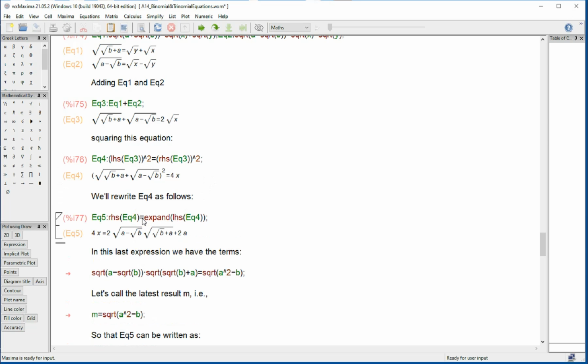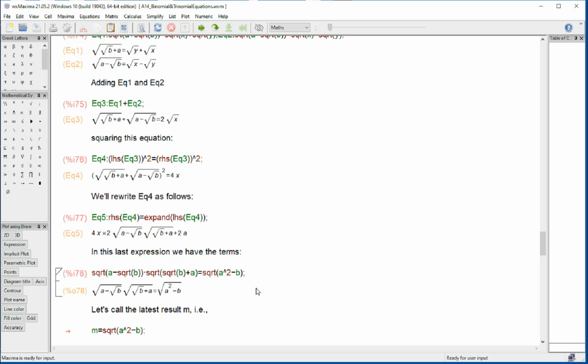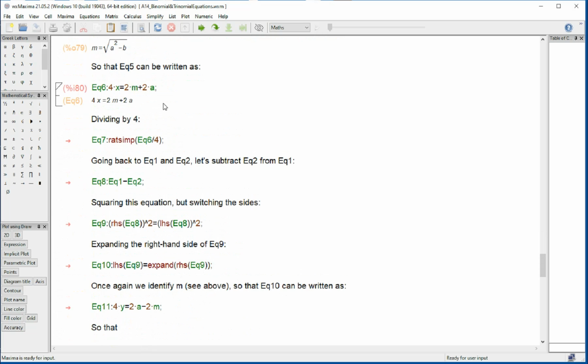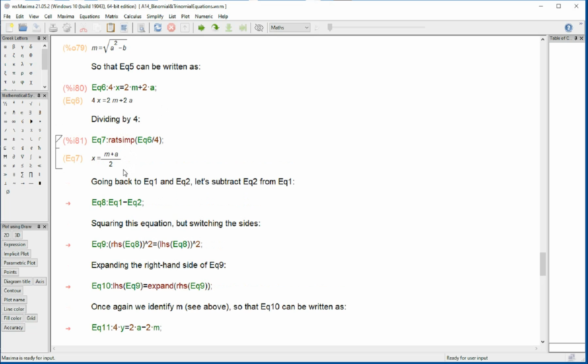And I'm going to switch the order and expand this value. We have a couple of terms here that, if we put into the subradical quantity, should give me a square root of a squared minus b. So these 2 terms here are the square root of a squared minus b. I'm going to call that quantity m. And then x is going to be equal to 2m plus a. If I divide that by 4, I get x equal m plus a over 2.